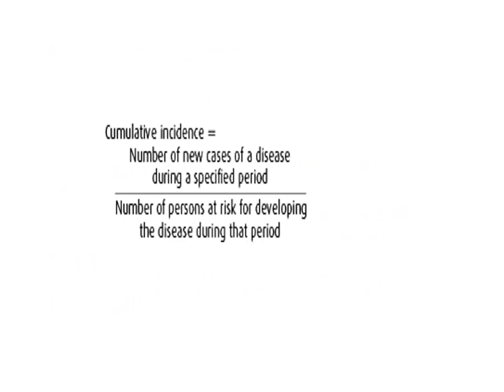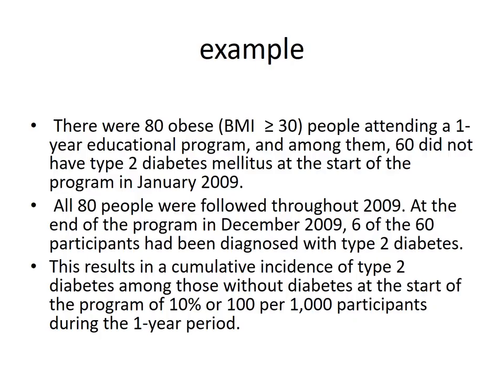If you look at the equation, you will see the number of new cases of a disease during a specified period divided by the number of persons at risk for developing the disease during that period, multiplied by a multiplier.